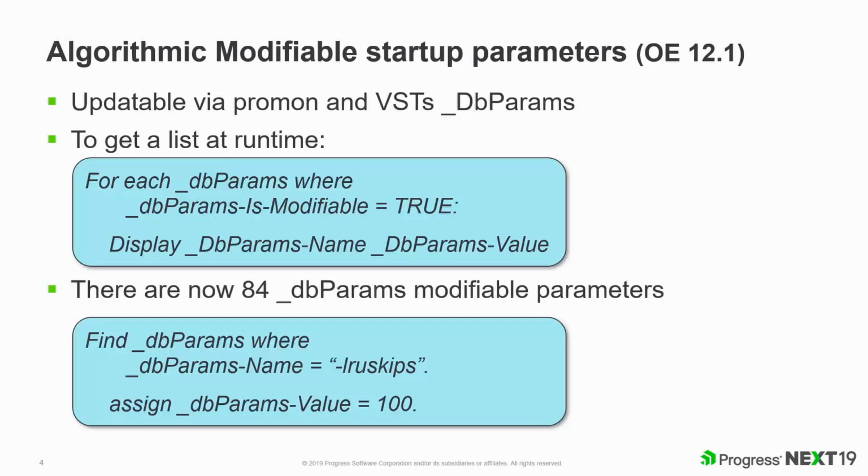And so if you look at, there are basically two ways to change these parameters. We did get rid of the startup parameter virtual system table. That's no longer available in 12. That was a column-based mechanism and not very expandable. And now there's like over 84 parameters now that you can change online through this. So this is a row-based thing. So you look at these, just do a find on whatever parameter you want, and then you can update the value associated with that.